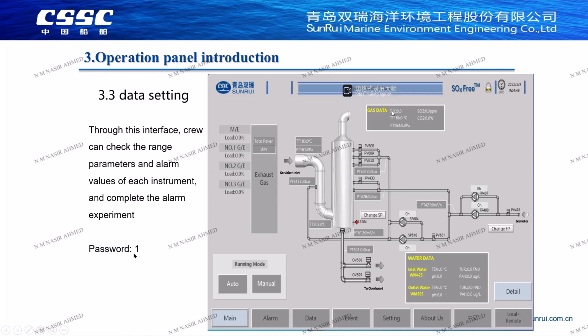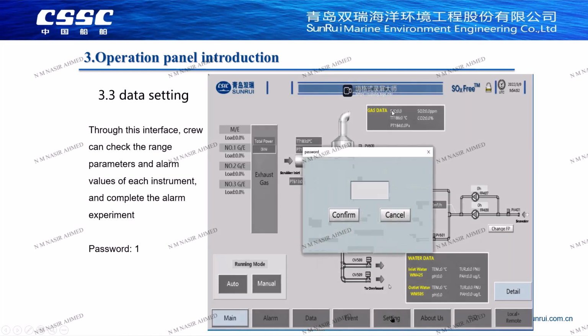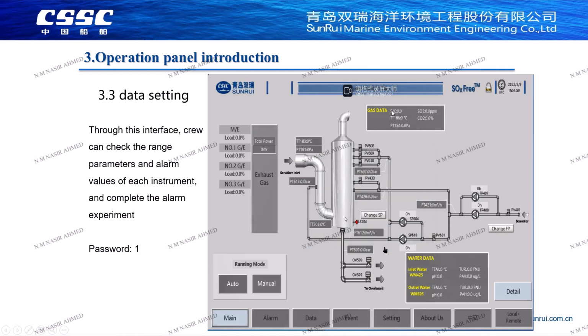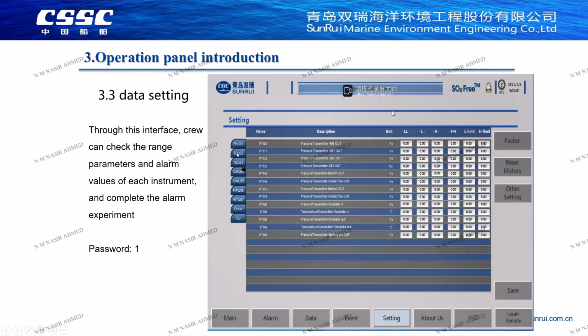The password for entering the manual interface is 1. And then we'll see how to get in. First, click the Settings button. Then enter the password 1. After confirming, we enter the settings.